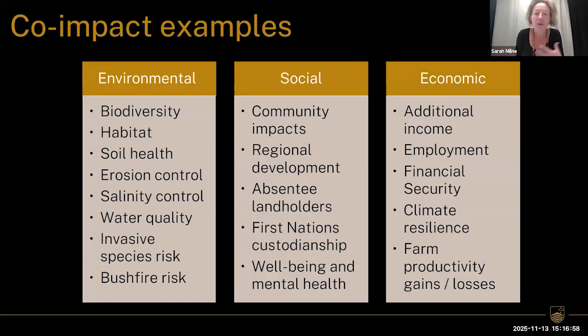And obviously co-impacts can include, for the environmental space, biodiversity, habitat, soil health, erosion control. In the social domain, we might see community development, regional development, First Nations custodianship, but there might also be some negatives, for example, absentee landholders. And then there's a similar set of questions around economic co-impacts, costs and benefits.